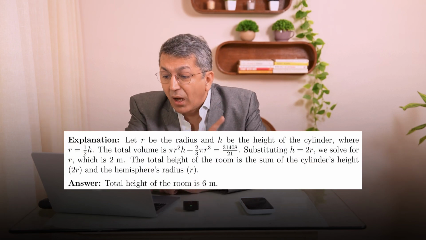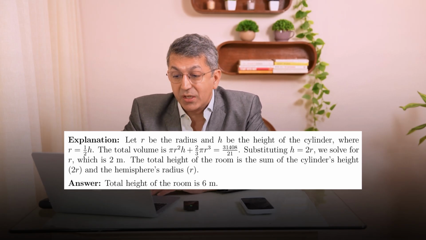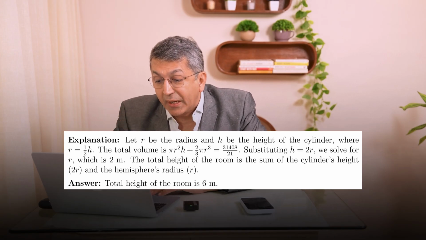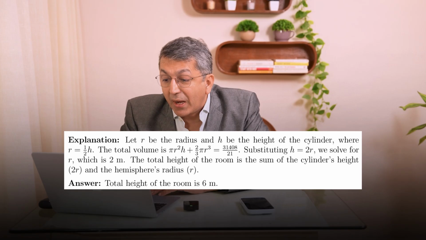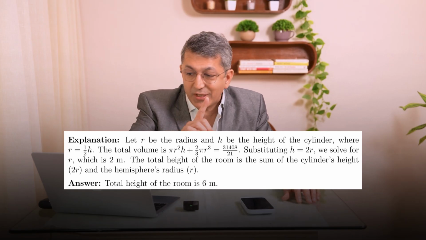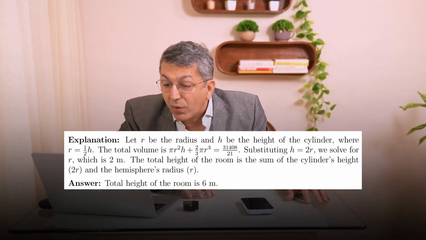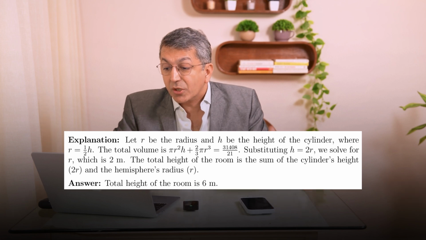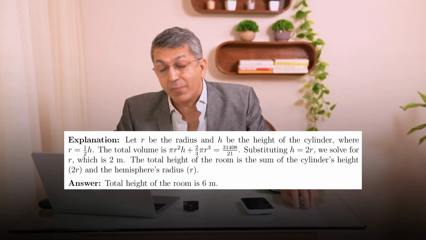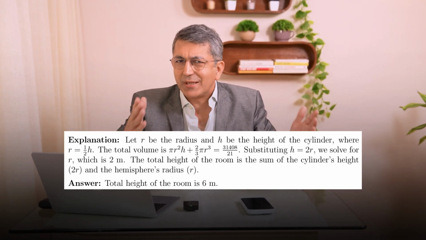Explanation: let R be the radius and H be the height of the cylinder, where R is equal to 1 divided by 2H. The total volume of pi R squared H plus 2 divided by 3 pi R cubed is equal to 31408 divided by 21. Substituting H is equal to 2R, we solve for R, which is 2 meters. The total height of the room is the sum of the cylinder's height, 2R, and the hemisphere's radius, R. Answer: total height of the room is 6 meters.